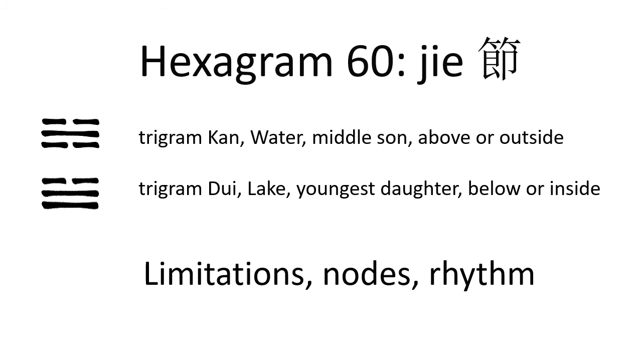And the character Jie is also the 60th hexagram of the I Ching. And this is the hexagram here. It has Dui, the lake, or the youngest daughter, below, and Kan, or water, the middle son, above. And it's usually translated as something like limitations or nodes or rhythms.